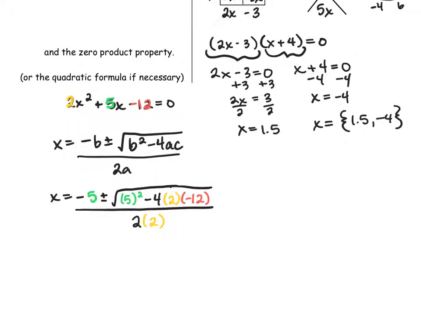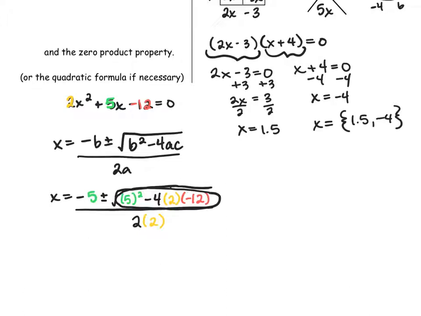Now, there's varying degrees of thought as to how much work you need to show and how much you can put in the calculator. Generally speaking, what I recommend is that you take this part and plug it into the calculator exactly as it is. Don't do the square root sign.